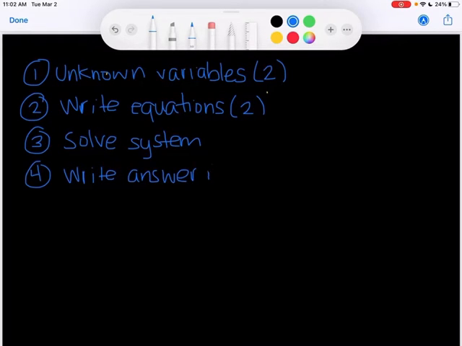And when I say in context, that means if they're talking about how many dimes and quarters you had, you'd say, well, there were 15 dimes and 20 quarters. That would be your final answer. You need to write it in word form so that it makes sense to the question.